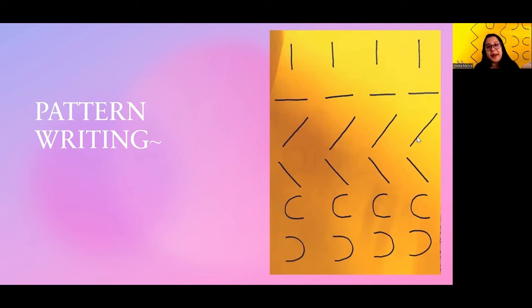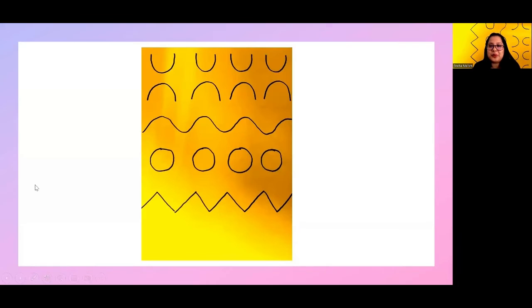So these are all patterns that you can practice at your home when you have time. This helps to develop your writing skills. It's very good for your handwriting. Let me show you the next one. What are these? These are also a number of lines that you can practice.